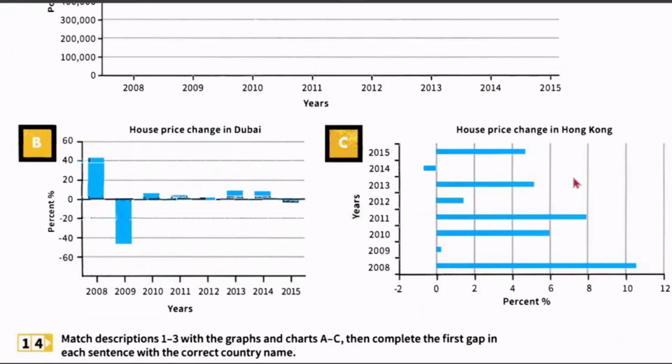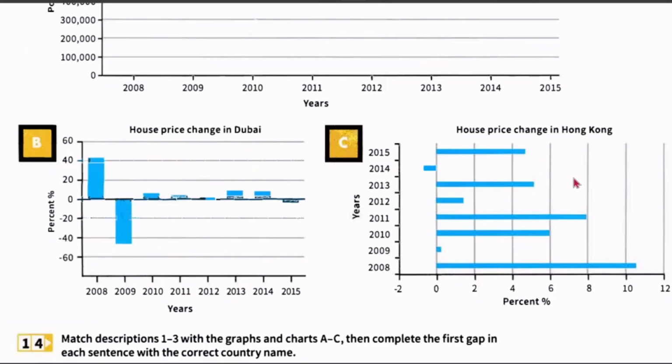Yes, I'm ready. Okay. The bar chart represents the change in house price in Hong Kong. The vertical axis represents different years, and the horizontal axis describes different percent of house price change in Hong Kong. Percentage. Different percentage in house price change in Hong Kong.